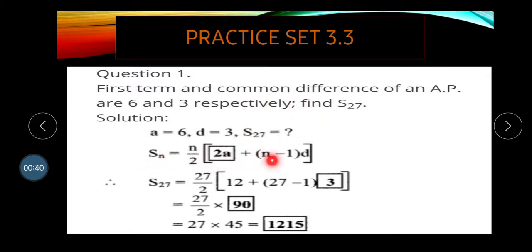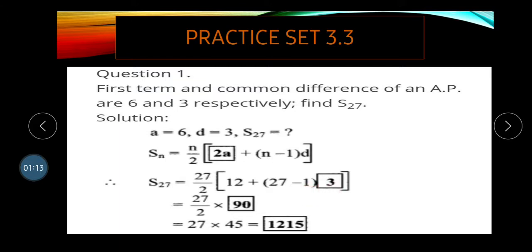We will be writing our formula n upon 2 into 2a plus n minus 1 times d. Here you need to fill the blank as 2a. Substituting the values. S27 equal to 27 upon 2 into 12 plus 27 minus 1 times 3. We need to write here 3. Solving this, we will get 27 minus 1, we will get as 26.